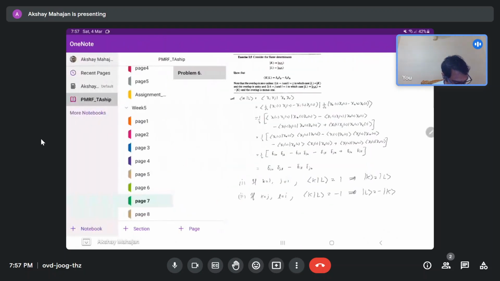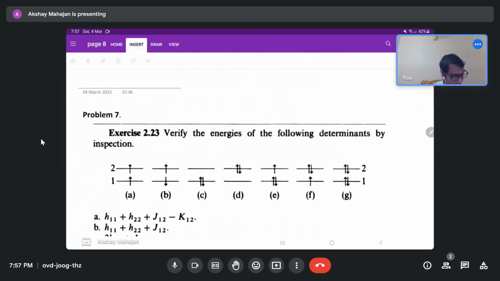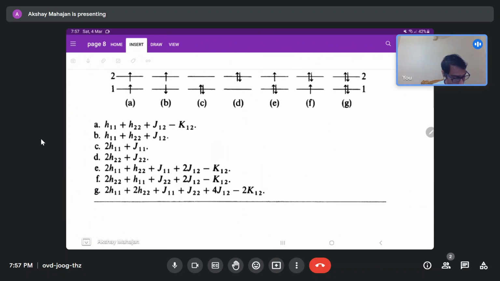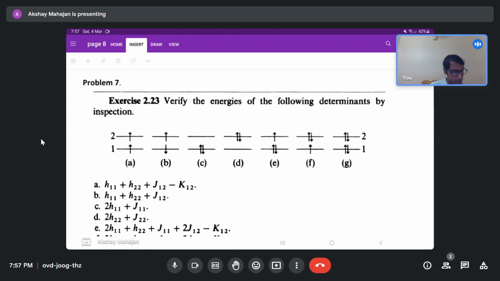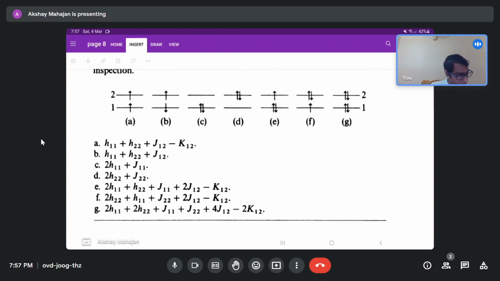Okay, let us go to the last problem quickly, and we just have 3 minutes only. So yeah, this is the last problem of the session. So we know the rules for this one. So basically what we have to do is verify the energies of the finite determinants by inspection. So this is the question from Szabo and Ostlund book.